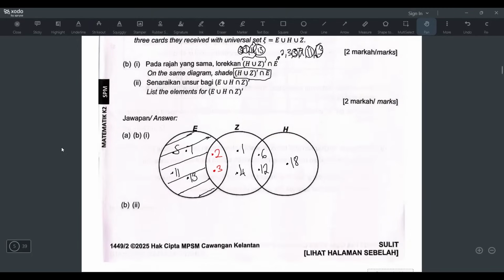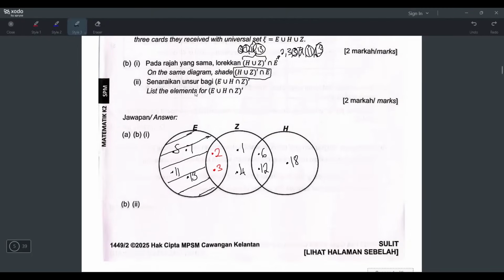Alright, now let's do second question. List the elements for E union H intersect Z complement. Look at where's the complement. Is it outside the bracket or inside the bracket? Outside the bracket again. That means you have to do the complement last kali baru buat. So let's do E union H intersect Z dulu.